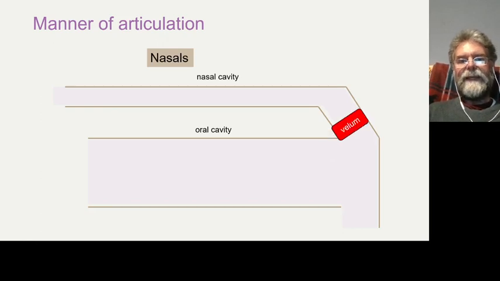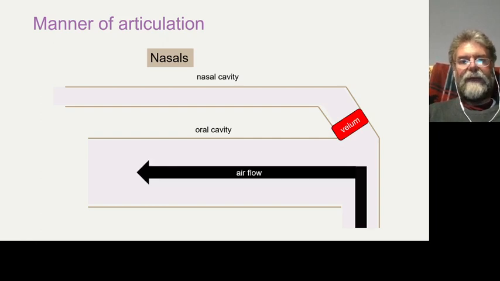Okay, now when it's raised and blocking off the nasal cavity, obviously when you breathe out, the air flows through your mouth. Now this is an important part of making a stop, a plosive, because what you want to do is build up pressure behind the stop, and obviously if your velum was lowered, the air would escape through your nose, so you wouldn't build up any pressure at all.